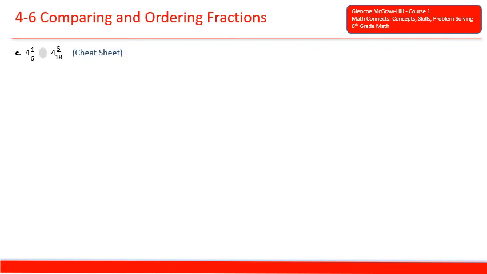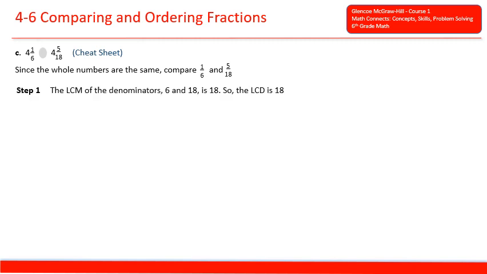4 1/6 and 4 5/18. Since the whole numbers are the same, 4, we're just going to compare the fractional part of the mixed numbers. So 1/6 and 5/18. In step 1, the least common multiple of the denominators 6 and 18 is 18. So the least common denominator is 18. And we are going to write equivalent fractions with a denominator of 18 for each fraction.